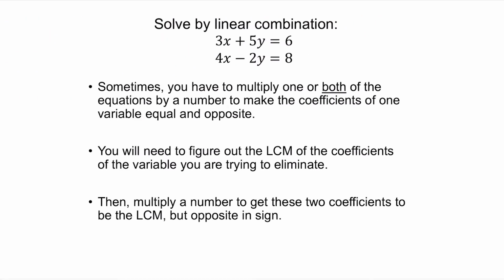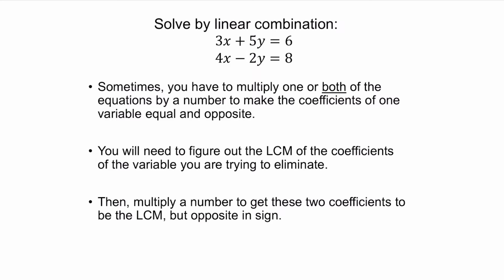So when you solve by linear combination, we've been working with systems where you only have to multiply one of the equations by a number. Well, sometimes you'll actually have to multiply both of the equations by a number to make the coefficients equal and opposite. So when you do this, what you want to do is figure out the LCM of the coefficients of the variable you're trying to eliminate.